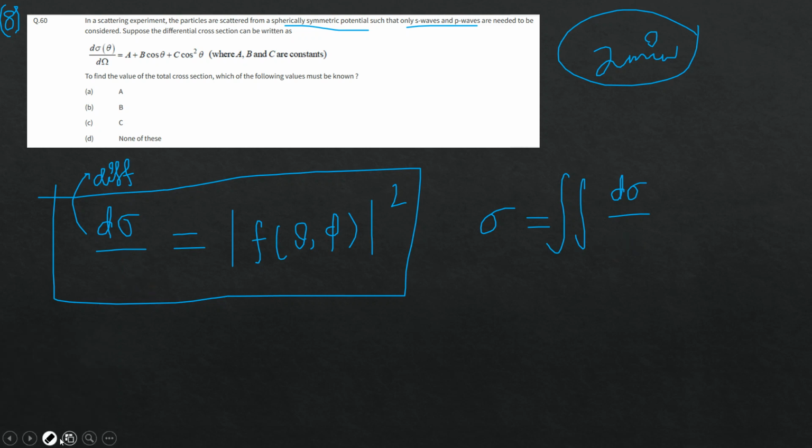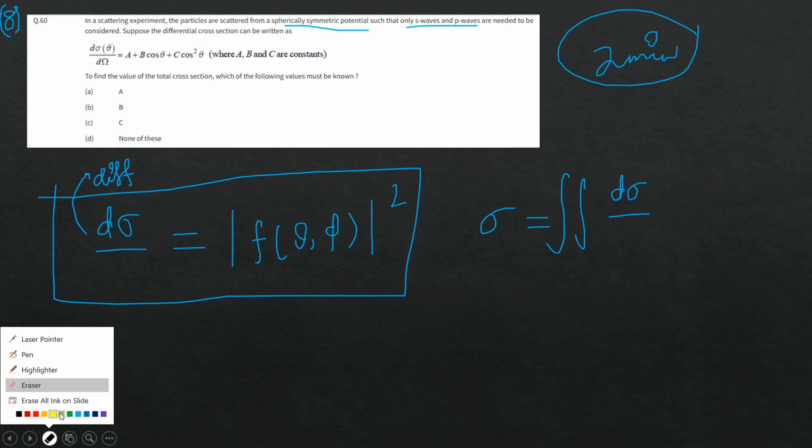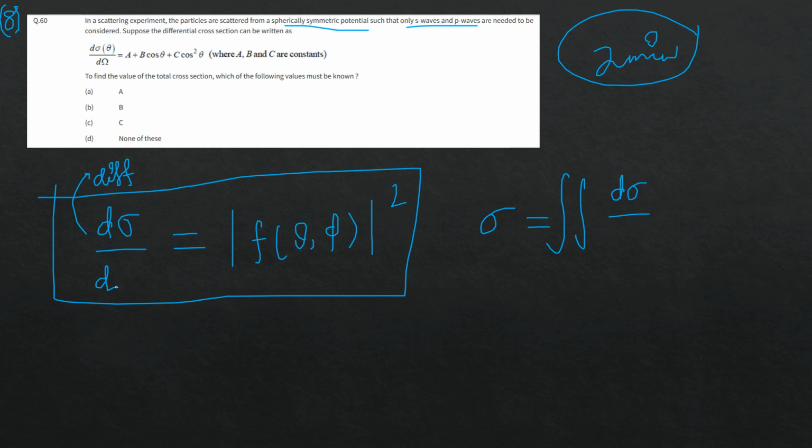dσ/dΩ. This is dσ/dΩ into dΩ, isn't it? Then dΩ cancels, and the integration of dσ is σ. You can remember it that way. That's not the proper method, but you can remember it that way.